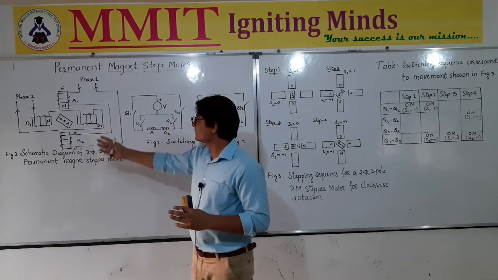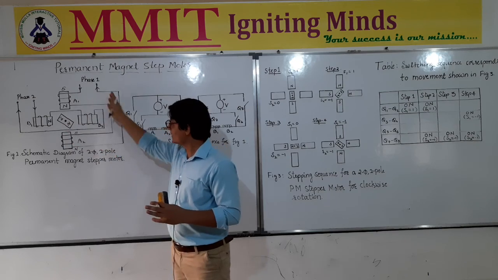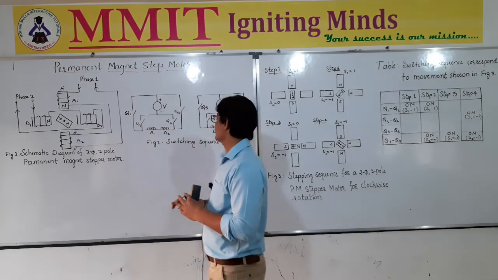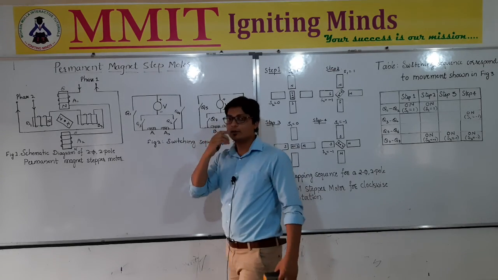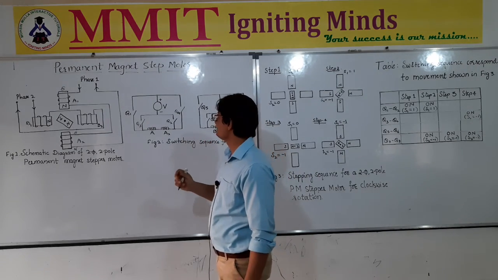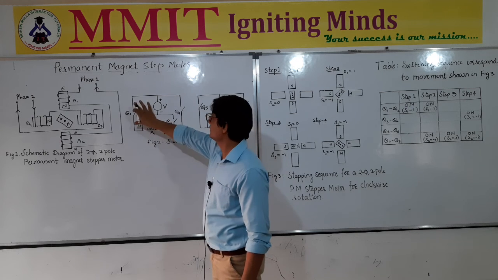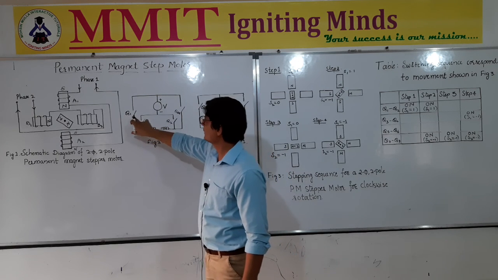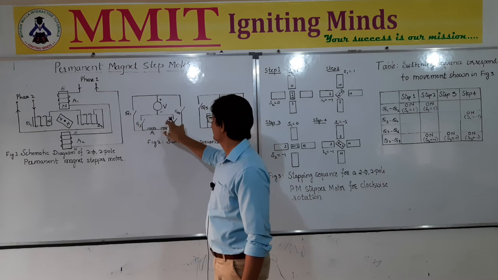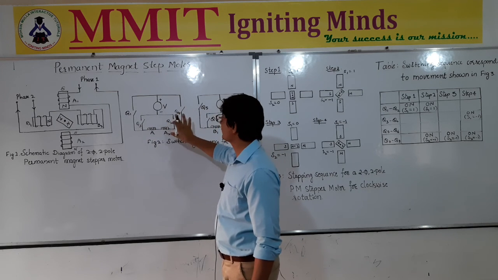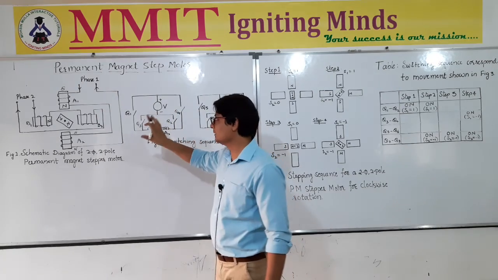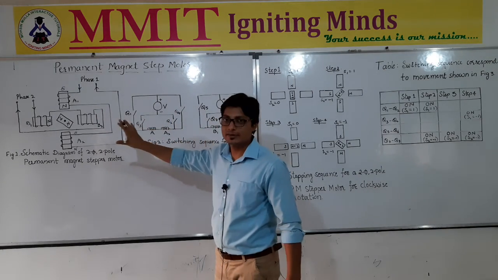So now let us try to understand the same construction, how it is going to work with the help of these switches. Basically it is going to be operated with the pair of switches here. So for the first coil winding A1 and A2, there are 4 switches connected from Q1 to Q4 in order to make the current flow in a particular direction, so as to obtain the direction of the rotation of the step motor.